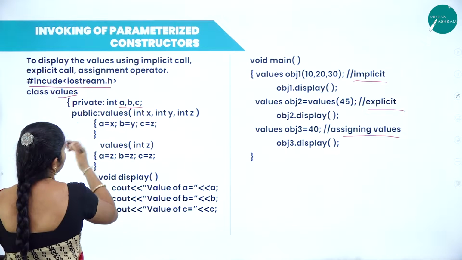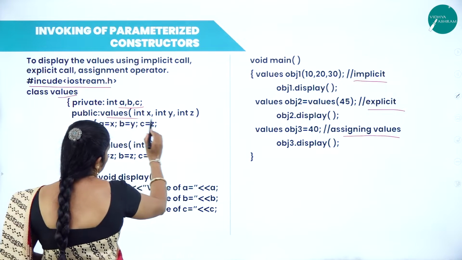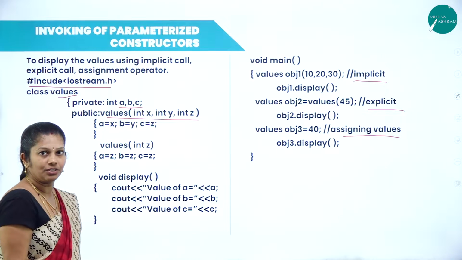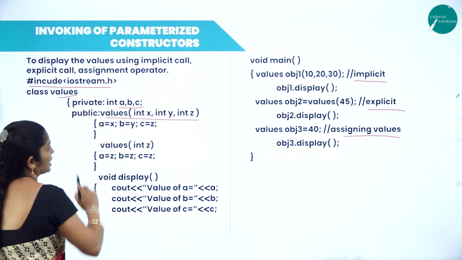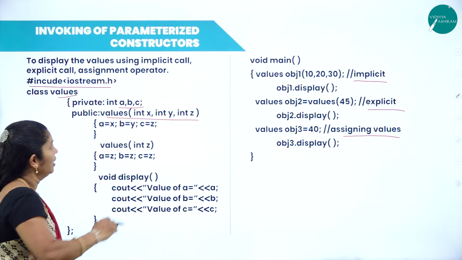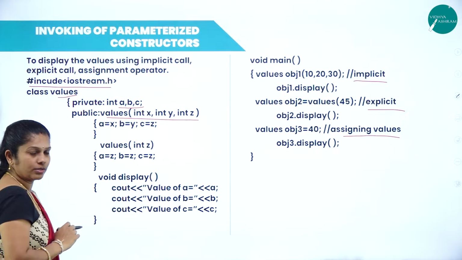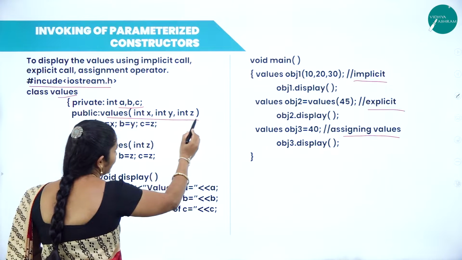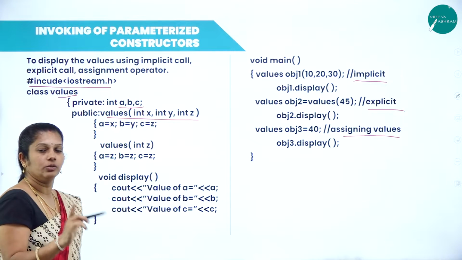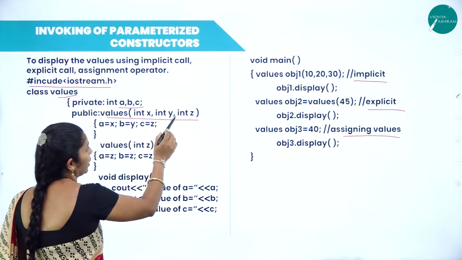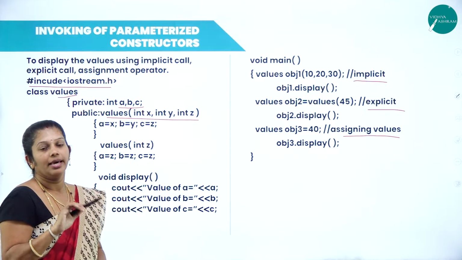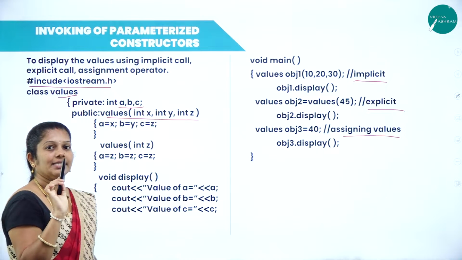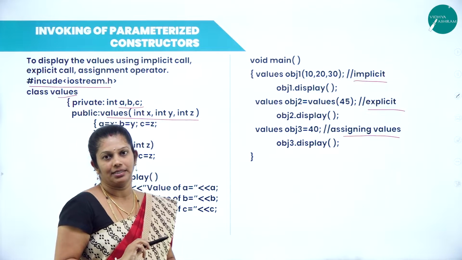Then afterwards in public section, I am taking one constructor. It's a constructor function. How can I say it's a constructor function? Because class name as well as function name are same here. Here also values, here also values. Then inside the bracket, here we have three arguments, that is int x, int y, int z. It means that it contains three values. Then we can say that it is a parameterized constructor.